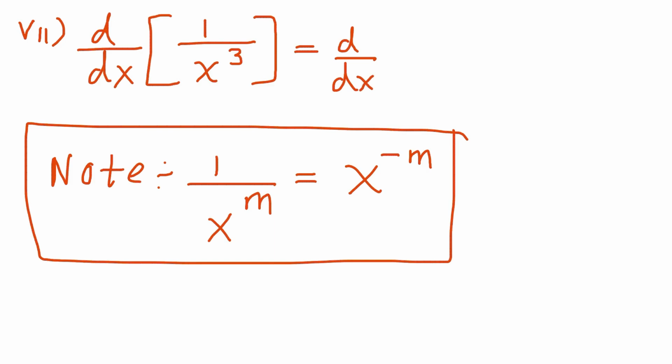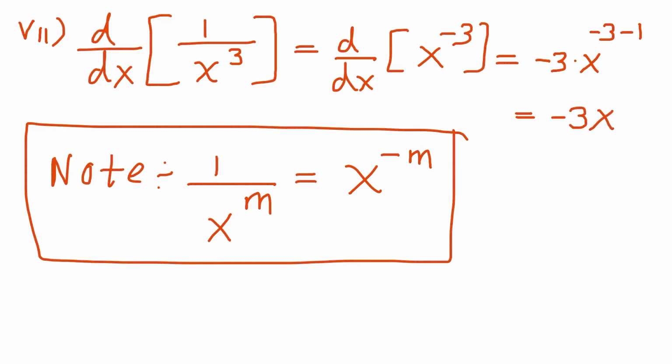So if we apply this rule, we can write down d over dx inside the bracket x to the power negative 3. Now we can apply the power rule. So we get negative 3 times x to the power negative 3 minus 1, which becomes negative 4. The answer is negative 3 times x to the power negative 4.